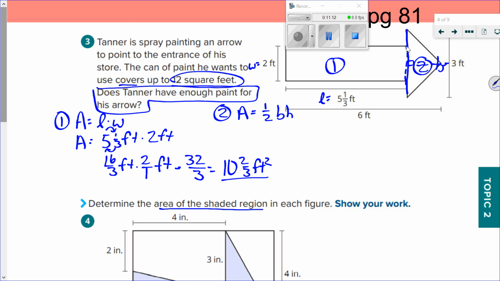In this case, they didn't actually tell me what this is, did they? Nope. But they said the whole thing is 6, and the rectangle piece is 5 1/3. So I can find that just by subtracting. Now, you can turn these both into improper fractions and then do the subtraction. But for me, in mixed numbers, it's easier just to break it into pieces. So if it's 6 minus 5 1/3, really quick side note.